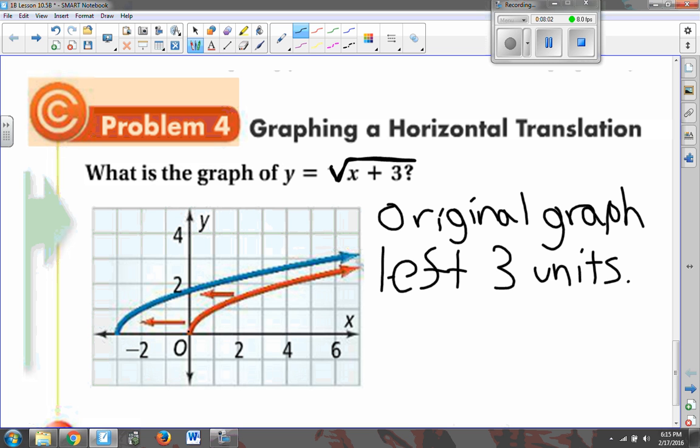They've taken every point, (0, 0), (1, 1), (4, 2), and they have slid them to the left 3 units. 1, 2, 3, 1, 2, 3, 1, 2, 3. There's my new graph right here. Okay, so I just took every point that I already knew was on the original graph, and I moved it to the left 3 units because it said plus 3 underneath the square root.